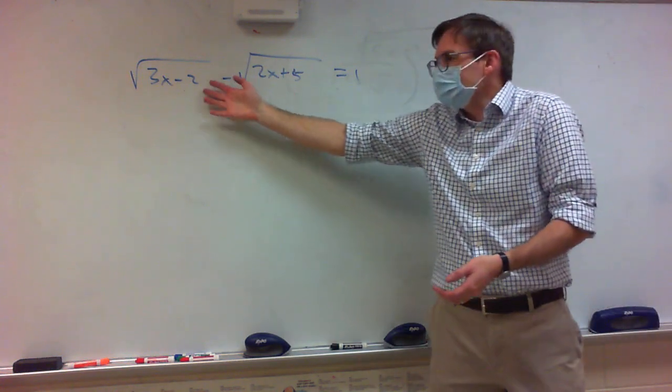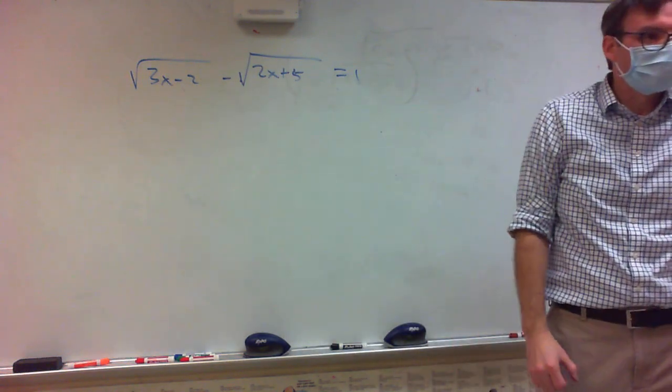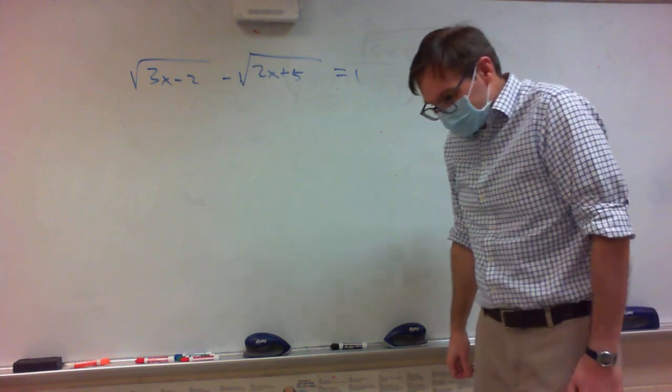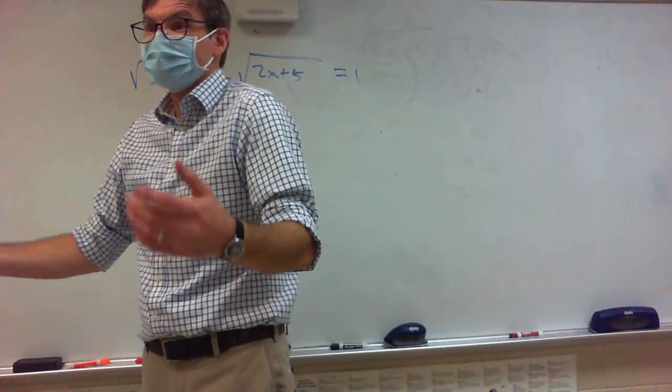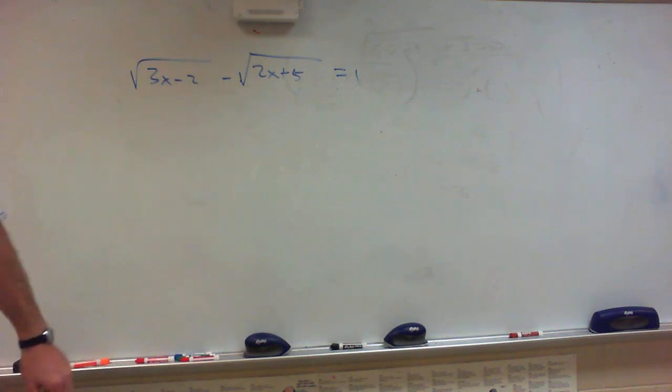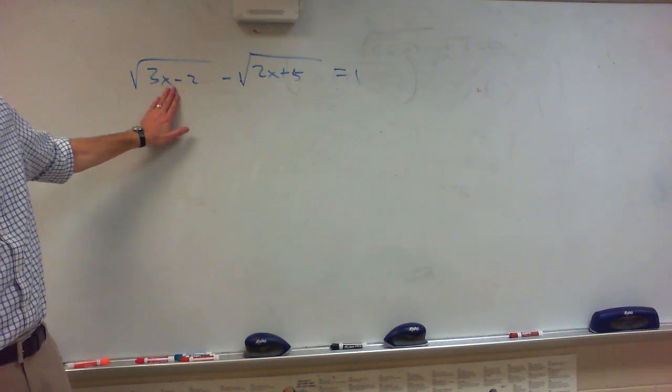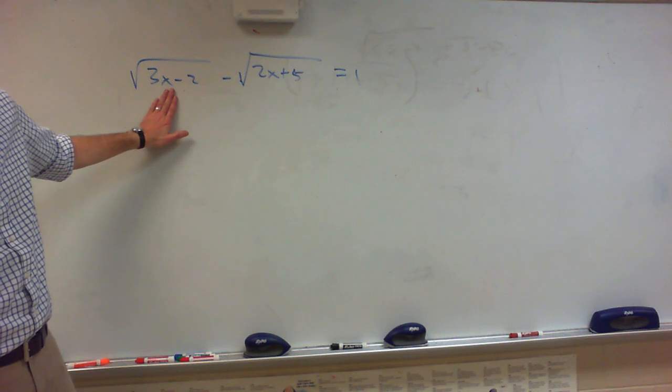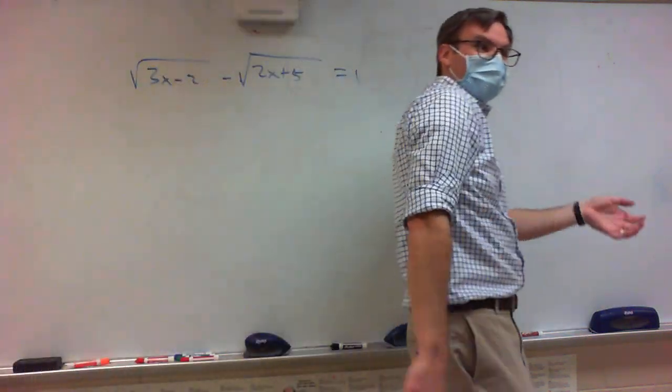Because these both look like the same level of difficulty, don't they? Like, what do you do? Well, pick one. Which is the easiest square root to get by itself? 3x minus... This is easy, right? Because what do you do to get this by itself? 10. Move that over, right?